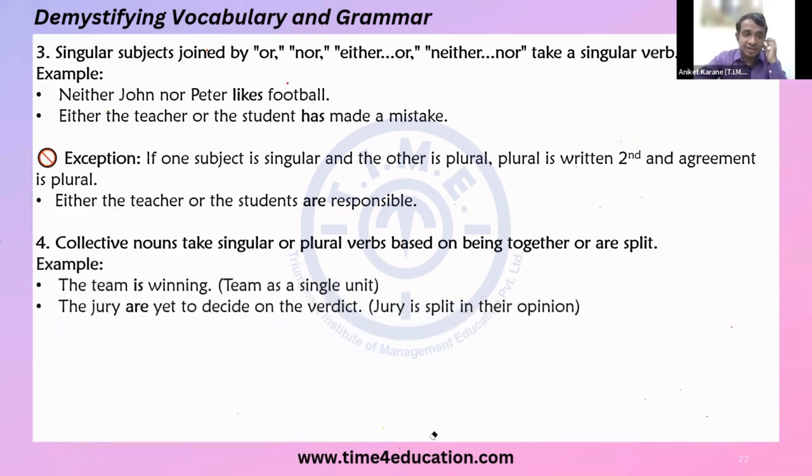So let's look at an example. The team is winning. Team is a single unit, so 'is winning'. The jury are yet to decide on the verdict. So the jury are still deciding, they are split. They don't have the comfort of being together. Therefore, the jury are yet to decide. In the same way, if I say the jury has decided on the verdict, it's still correct, because then the jury is together in their verdict.